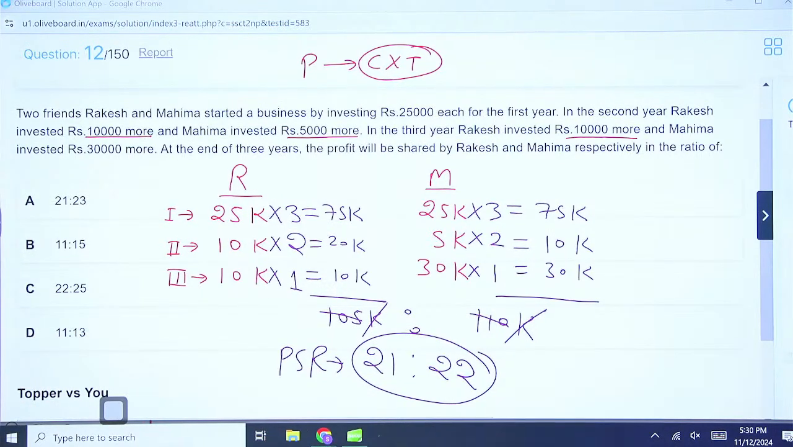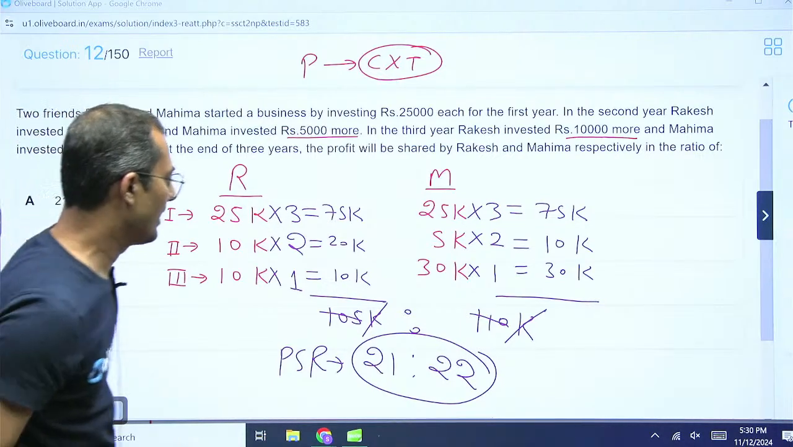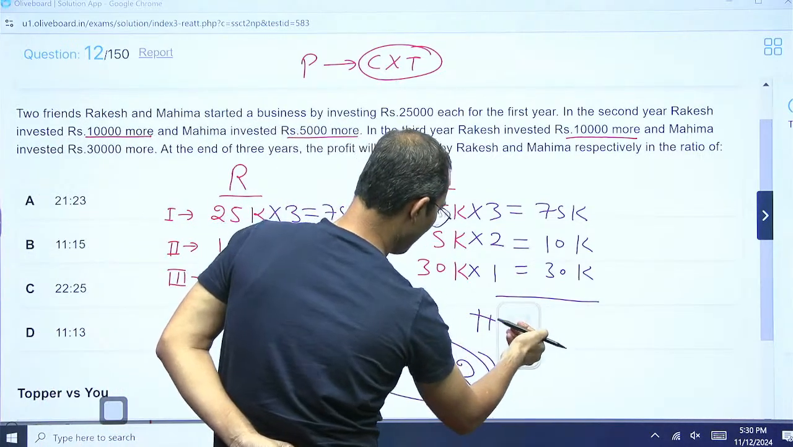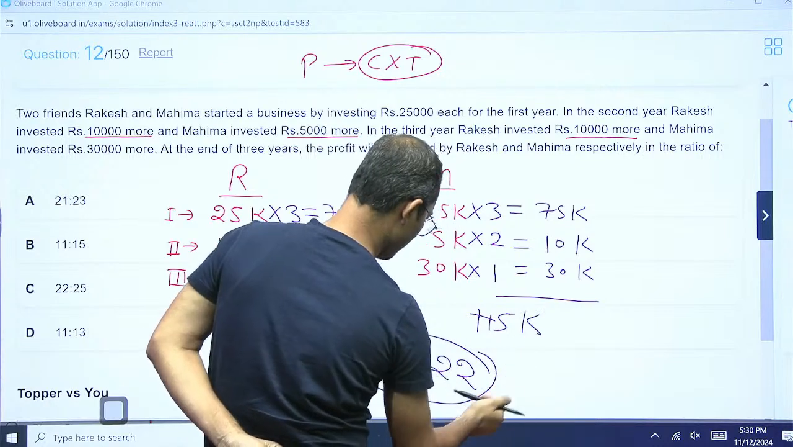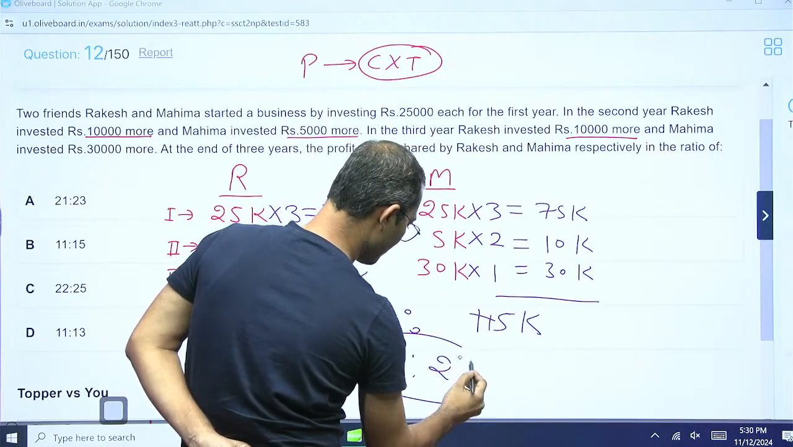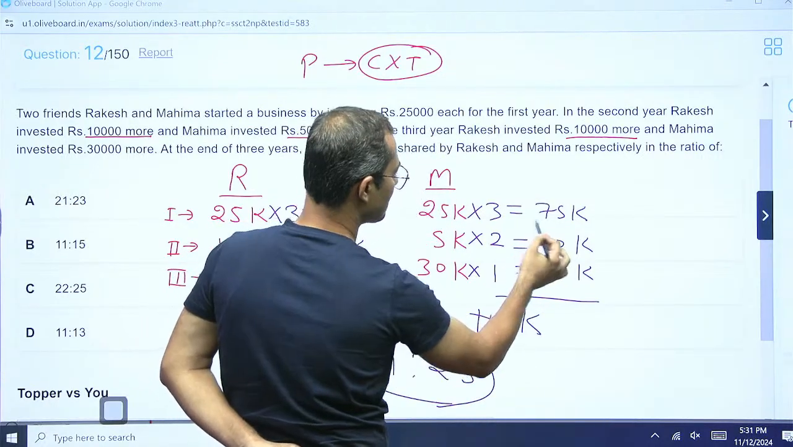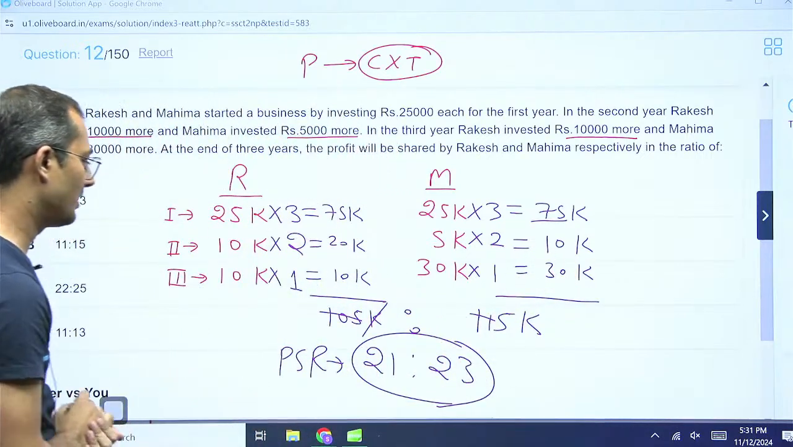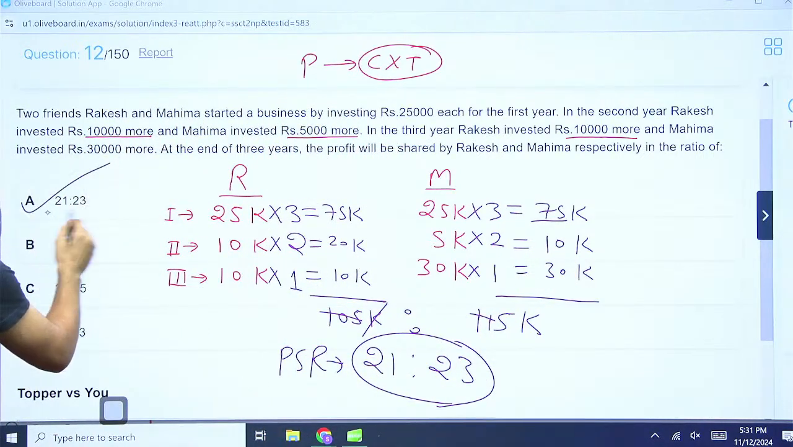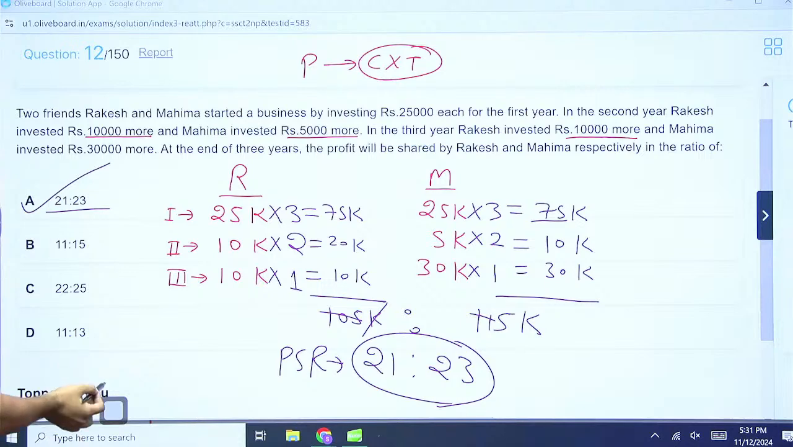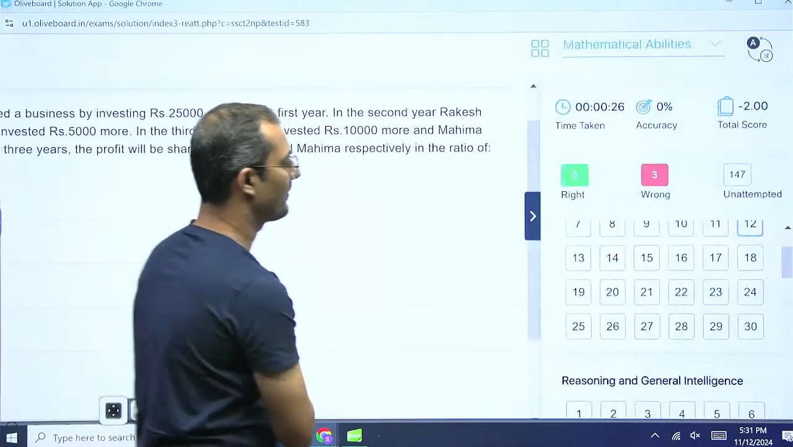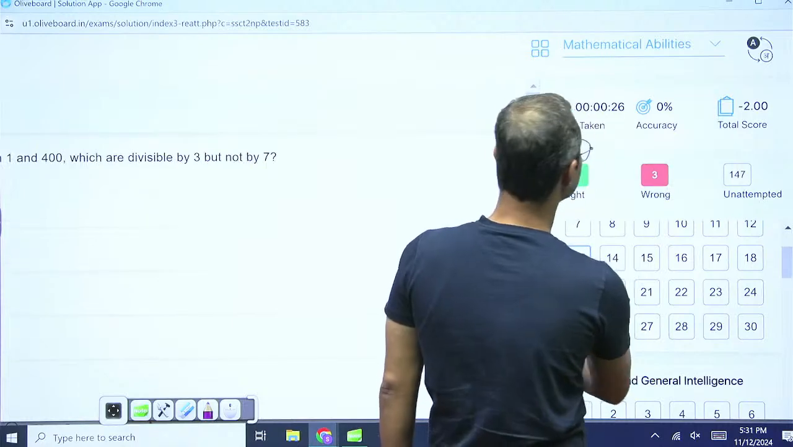Sorry, I think there is a mistake. Yes, this is 105k, right? So we will get 23 here, yes. See, 75 not 70, right? So 21:23 is the right answer. A part is the right answer. Yes, A part is the right answer. Nitya Priya, very good, that's great. So A part is the right answer. Now moving to next question.